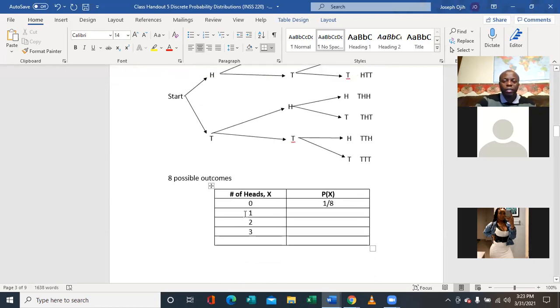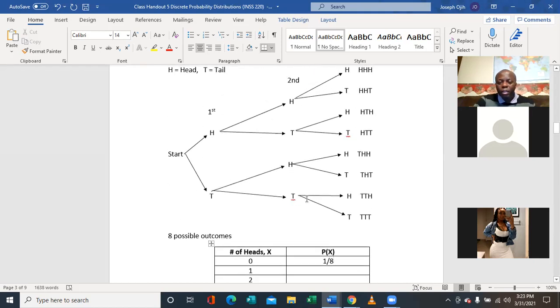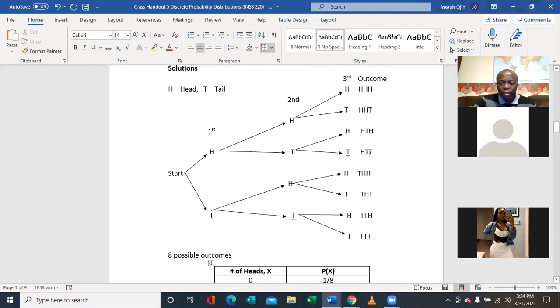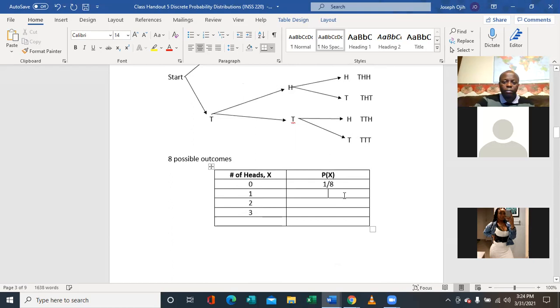Now, one head is one that has only one head. This one here has one head, TTH, tail, tail, head. So 1, 2. This has one head. Which other one has one head? This one here, HTT, because H represents head. So one head, and one head. So three of them, 3 out of 8.